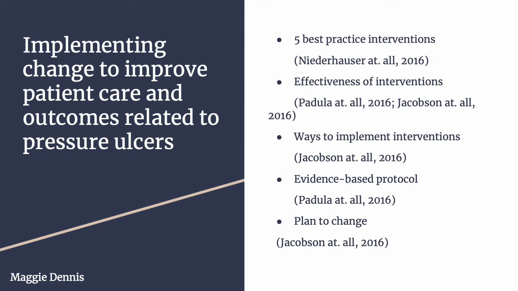According to the article by Padula published in 2016, the 5 quality indicated interventions include leadership initiatives, visual tools, pressure ulcer staging, skin care, and nutrition, which are used for pressure injuries to reduce hospital-acquired pressure ulcers. The implementation by staff is what controls whether results are seen or not.